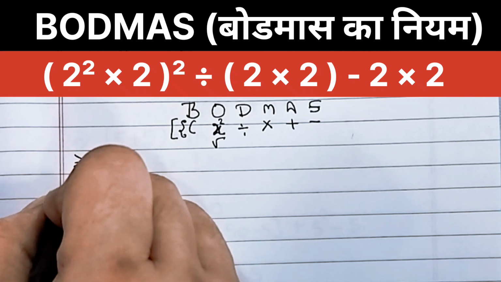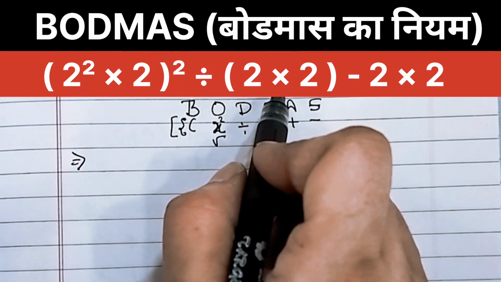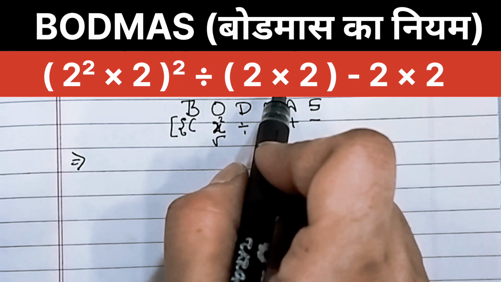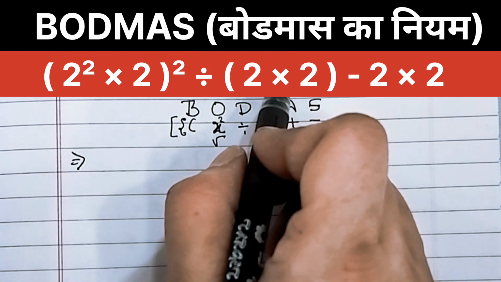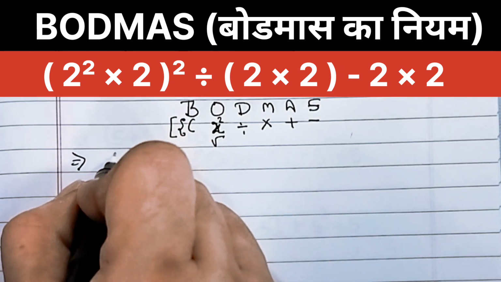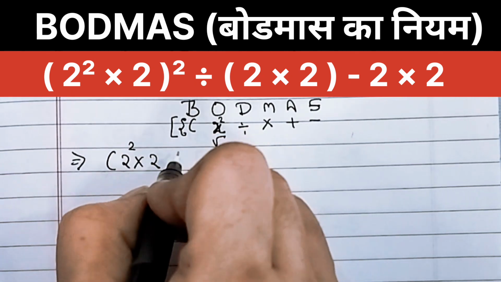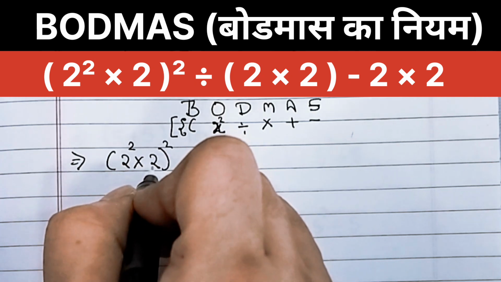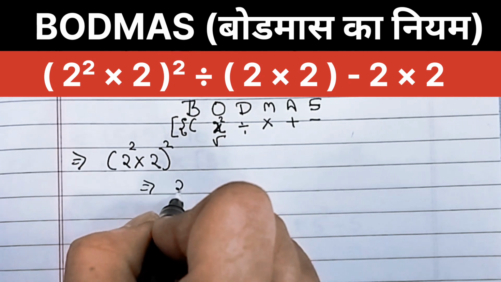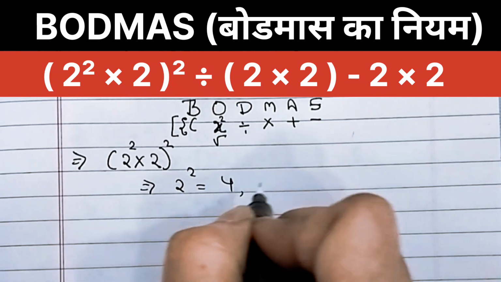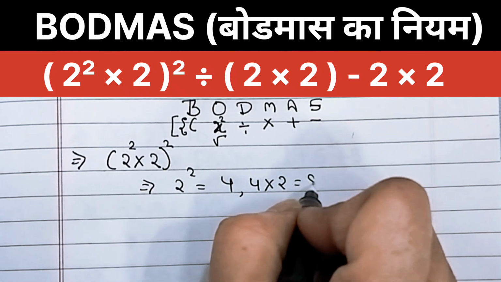We simplify. The first step is to simplify the brackets. Now we must first solve the operation inside both sets of parentheses. You can see the first bracket and the second bracket. The first bracket has 2 power square multiplied by 2, and then the whole power square. So inside the bracket, handle the powers first. 2 power square equals 4, and after calculating, 4 multiplied by 2 equals 8.